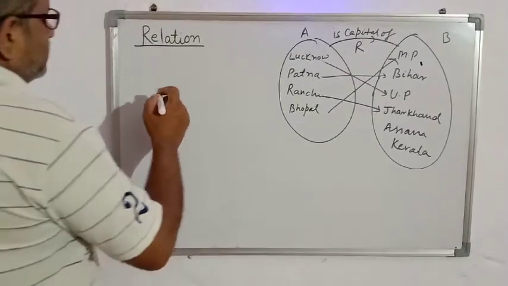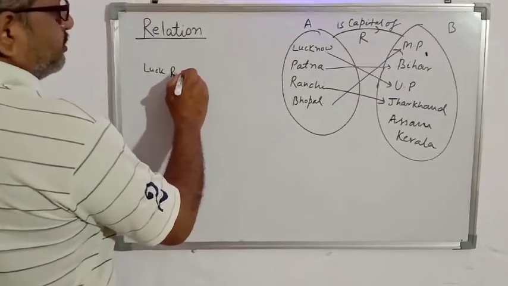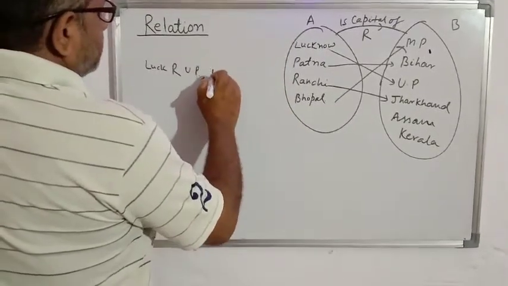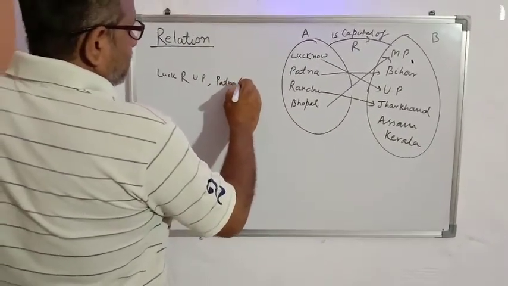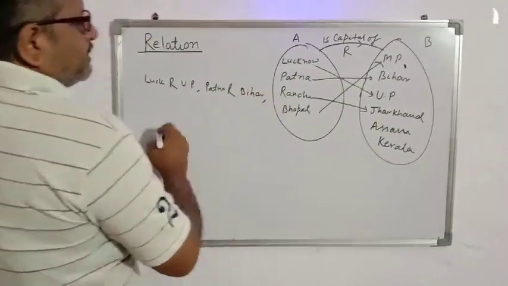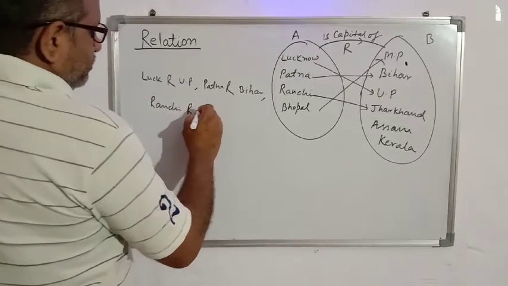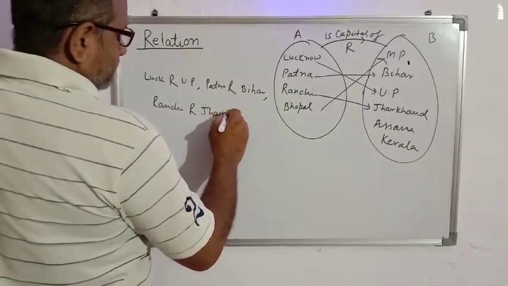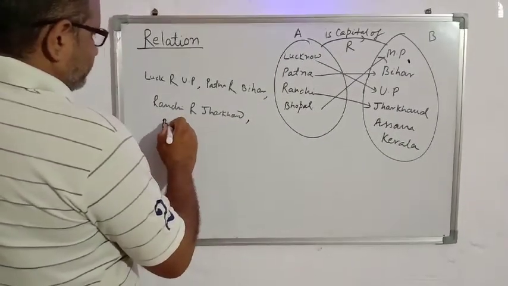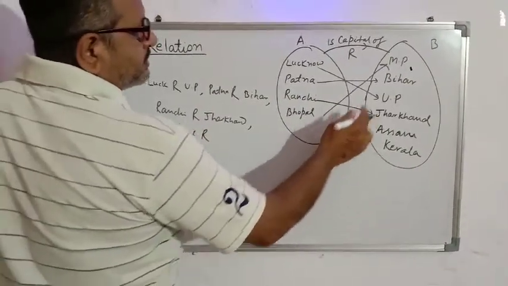So we can express it like this. Lucknow related to UP. Next, Patna related to Bihar, Ranchi related to Jharkhand, and Bhopal related to MP.